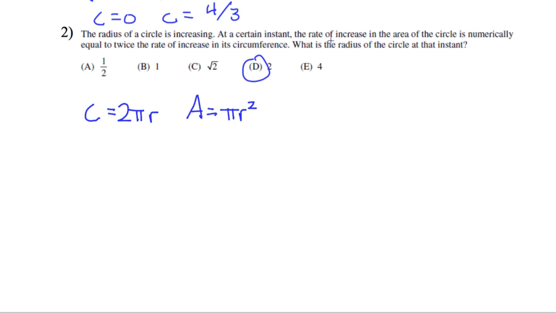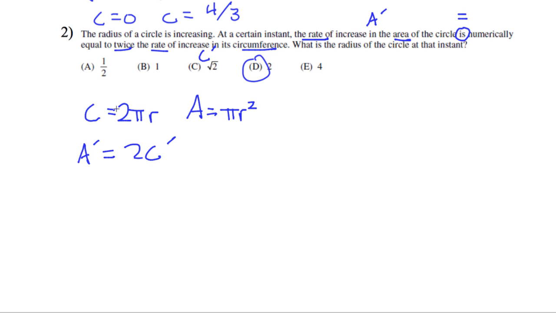At a certain instant, the rate of increase of area, that's talking about A prime here. So let's talk about A prime. What did it tell us? A prime is numerically equal to twice the rate of the circumference. So the rate of circumference there is C prime. If you ever see the word is, it means equal. A prime equals 2 times C prime. What is the radius of the circle at that instant?